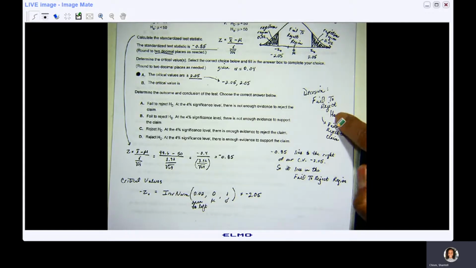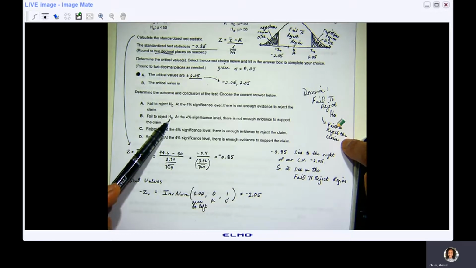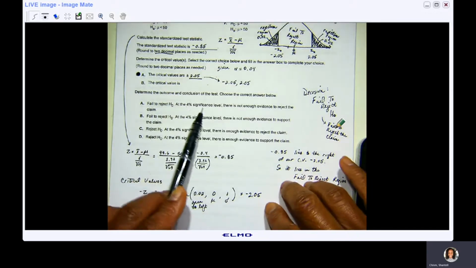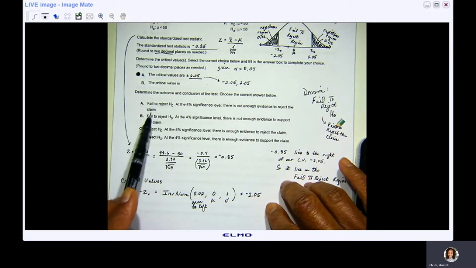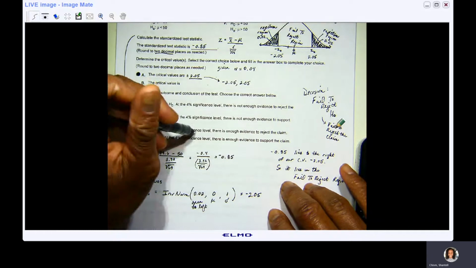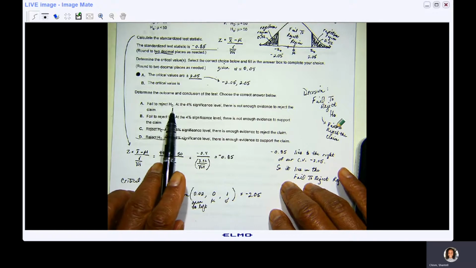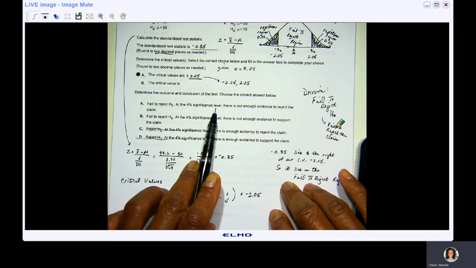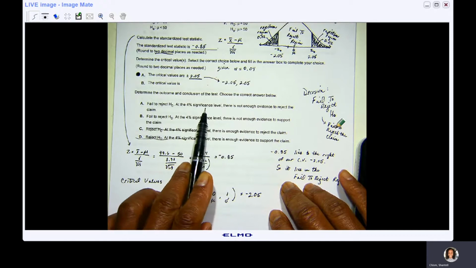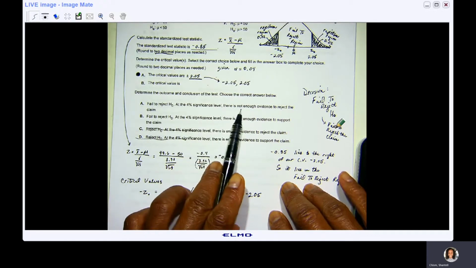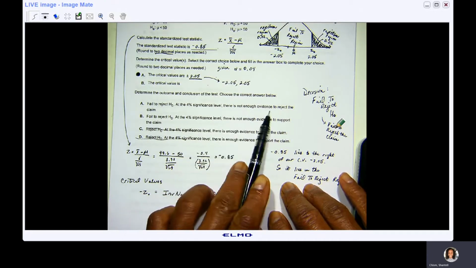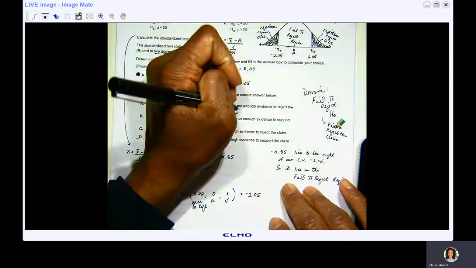But in our case, our claim is H naught, so we say there is not enough evidence to reject the claim. So we failed to reject H naught, and we say at the 4%, so it's either A or B because those are the only ones that say fail to reject. So we can toss out C and D for sure. So we just need to determine whether it's A or B. Let's read A. A says fail to reject H naught at the 4% significance level. Remember, that's your test level. At the 4% significance level, there is not enough evidence to reject the claim. That is key. So it is A.